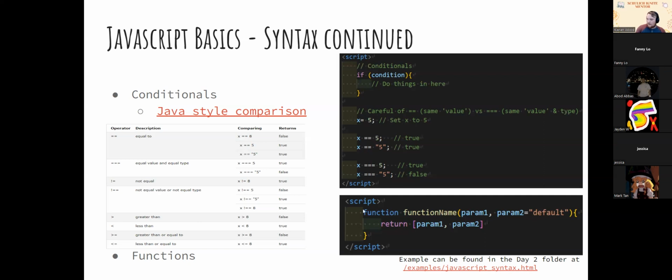And then on top of that, if you want to write a function, instead of using def, if you're from Python, you use function, say whatever the function name is, and then you put in the parameters that you want. And you can specify default parameters the same way you can in Python as well. And then you can return them using the same keyword.